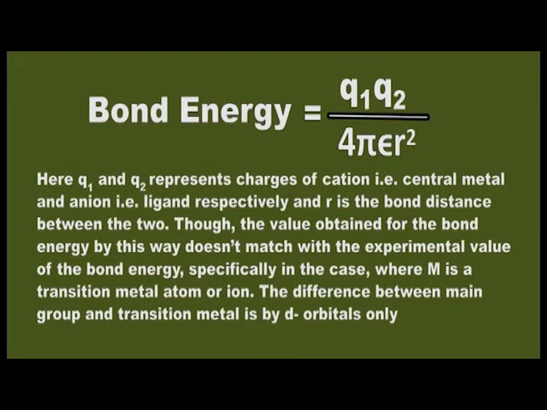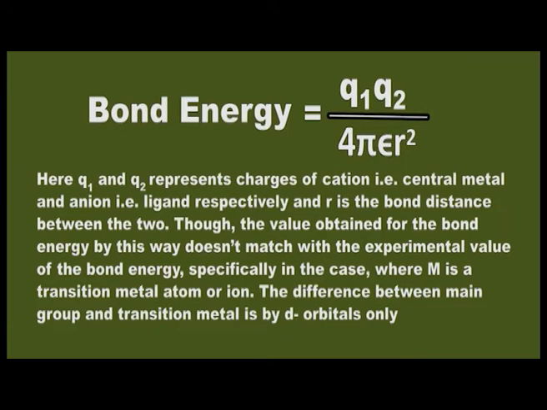According to the basic assumption, lines of force originate from the cation, that is the metal, and fall onto the anion, that is the ligand. The electrostatic force of attraction is completely responsible for the formation of the chemical bond between the metal and ligand, and the bond energy can be determined by the formula: bond energy equals Q1 into Q2 divided by 4 pi epsilon naught R square. You all are familiar with this equation. Here Q1 and Q2 represent the charges of the cation and anion respectively, and R is the bond distance between the two.